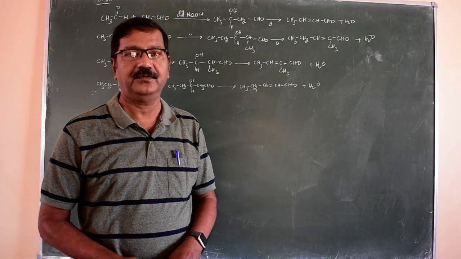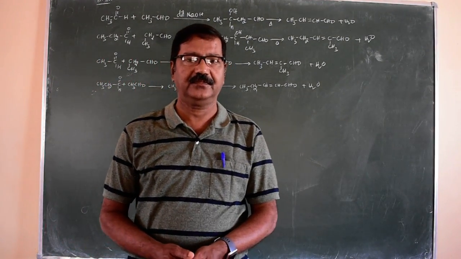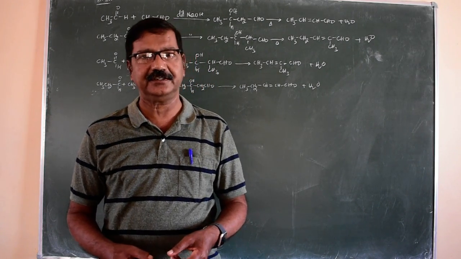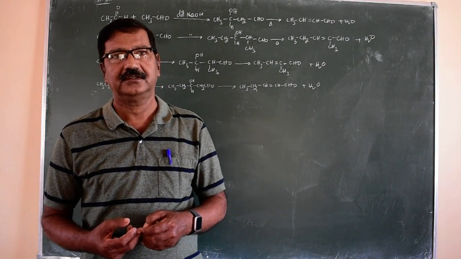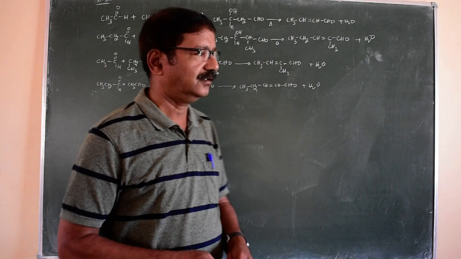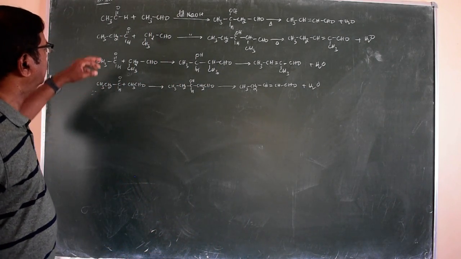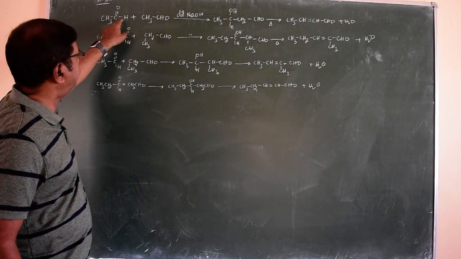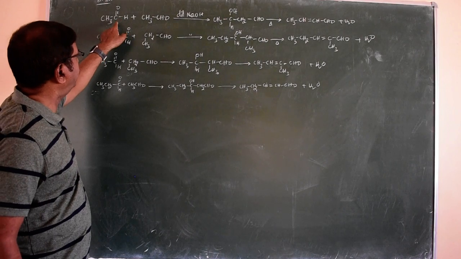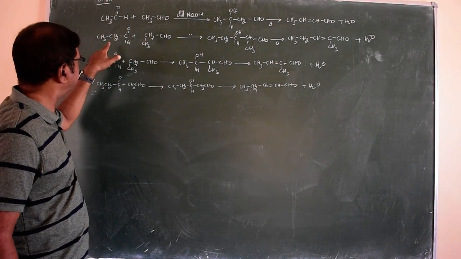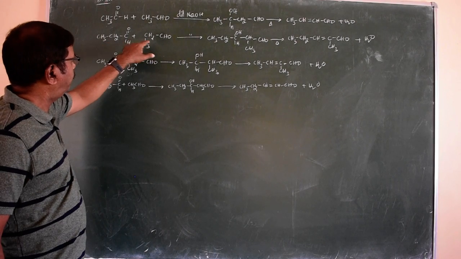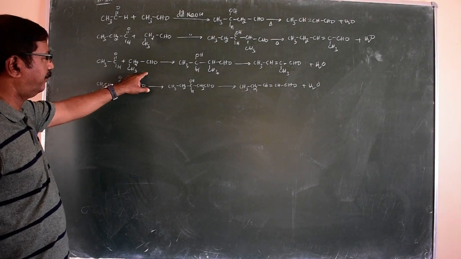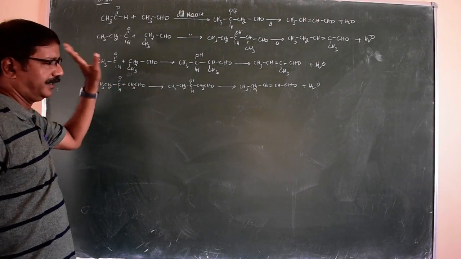Well, students, in the last class I gave homework for aldol condensation between acetaldehyde and propionaldehyde. Here, three types of condensations are possible: one between acetaldehyde molecules, one between propionaldehyde molecules, and one between ethanal and propanal, then propanal and ethanal.